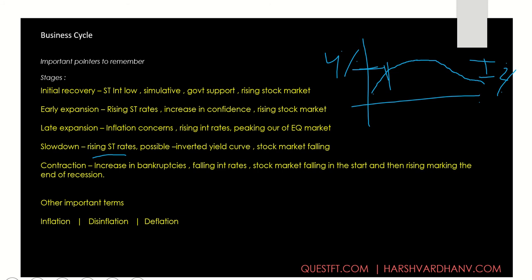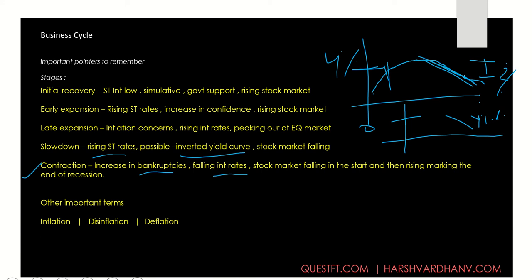And obviously in India there are no negative returns. But in the Euro area, obviously the returns go below zero. The yield is below zero also. So an inverted yield curve is basically an indication of a contraction. Increase in bankruptcies, falling interest rates. I said over here, the interest rate will start to fall. And when you see an inverted yield curve like this, the contraction period is about to start.